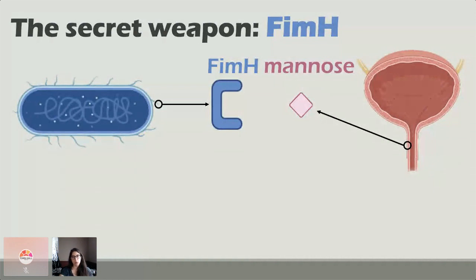So FimH grabs onto mannose, and as a result, the bacteria are able to stick to the walls of your urinary tract and resist the flow of urine that's trying to wash them away. But as I mentioned before, this only happens when there is actually a flow of urine. Otherwise, in the absence of any forces trying to wash the bacteria away, the bacteria are able to freely move around and don't really stick to anything.